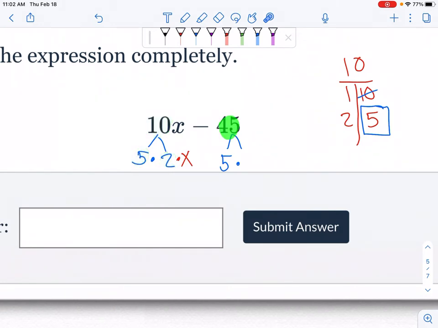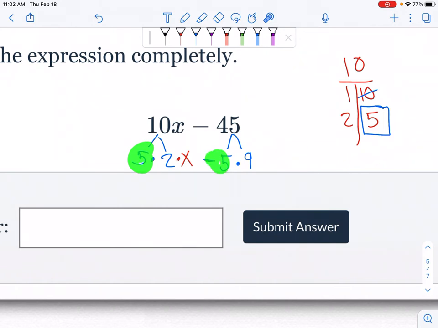So with 45, and this is negative 45, so I'm going to leave a negative here. 45 is 5 times 9. So I'm going to give us a 9 here, right? We can rewrite 45 as 5 times 9. So then we're looking for what's in common. So what we have in common is a 5, right? And we circled that here.